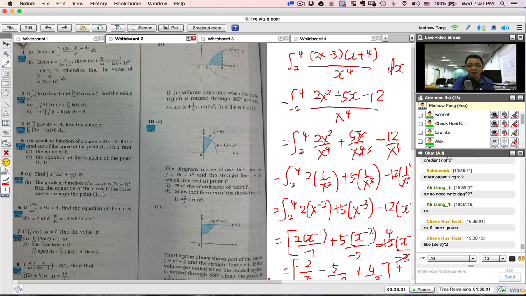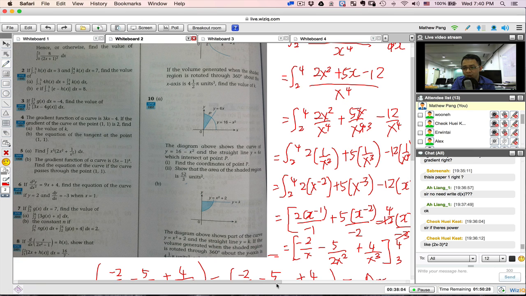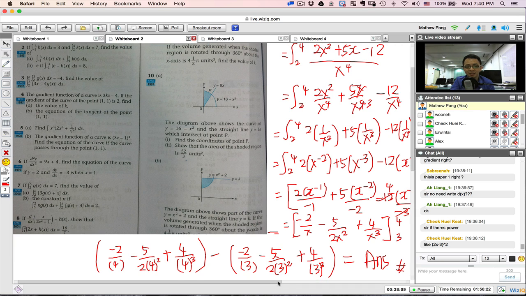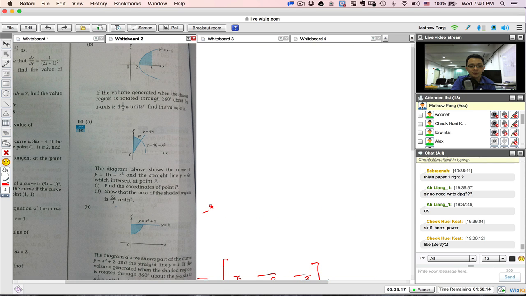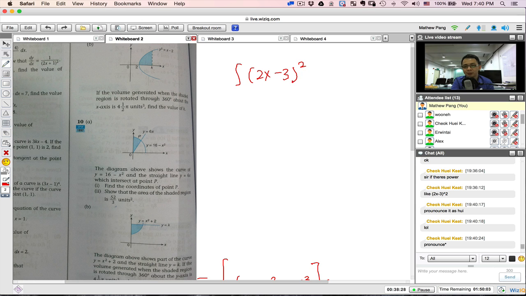At the same time, I want to answer the question from Hua Kiat. Let me just answer his question. He asked me how to actually integrate this kind of question. For example, now if I want to integrate 2x minus 3 to the power of 2. Sorry for my bad pronunciation. So how to integrate this one?